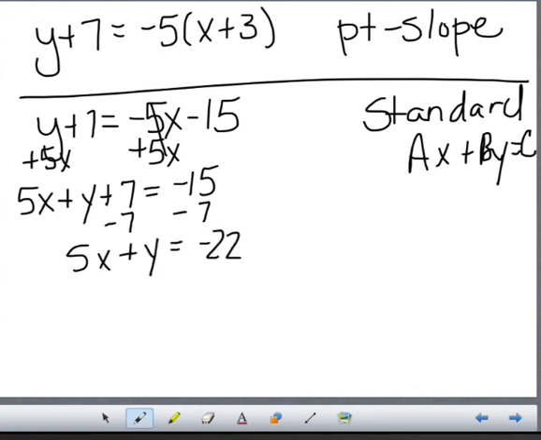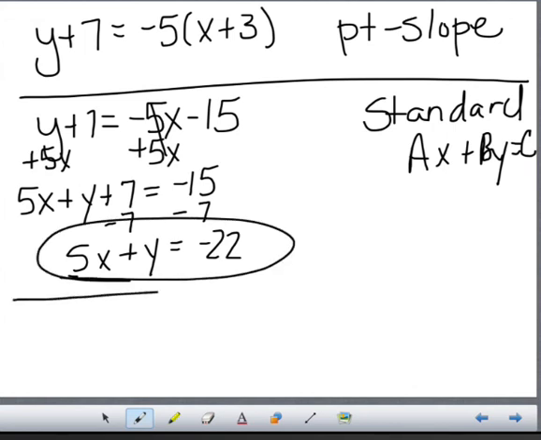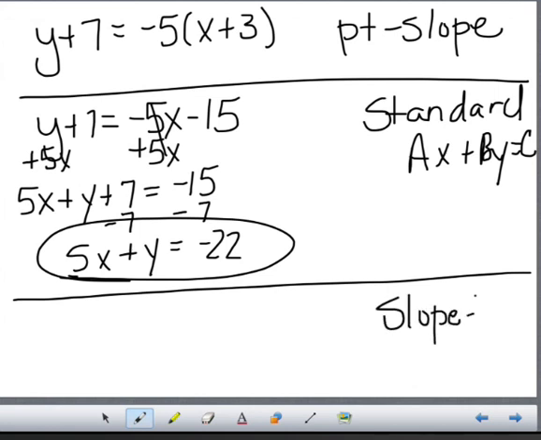Am I in standard form? Yes. Does it meet all my criteria? Yes. Is A greater than 0? Yes. It's 5. Is A a fraction? No, it's 5. Are A and B both 0? No. Is there a GCF greater than 1? No. So I am in standard form. Now we also could write that same equation in slope-intercept form. Remember what slope-intercept form looks like. y equals mx plus b.